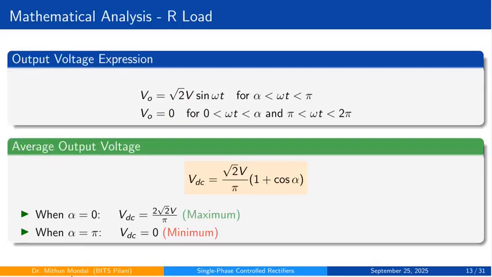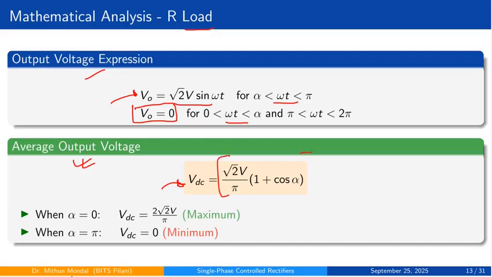If we do the mathematical analysis of this resistive load, the output voltage V0 is equal to root 2 V sin omega t for omega t from alpha to pi, and the voltage will be 0 for omega t from pi to 2 pi. So there V0 will be 0. This is the output voltage expression, and next is the average output voltage, which is the DC we get at the load.